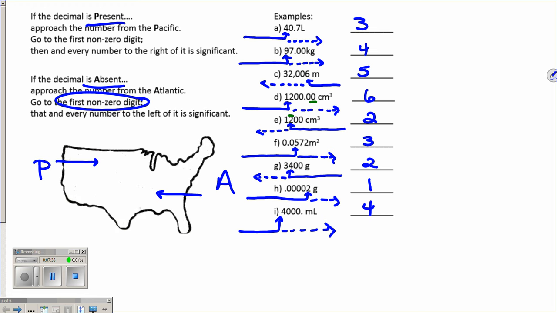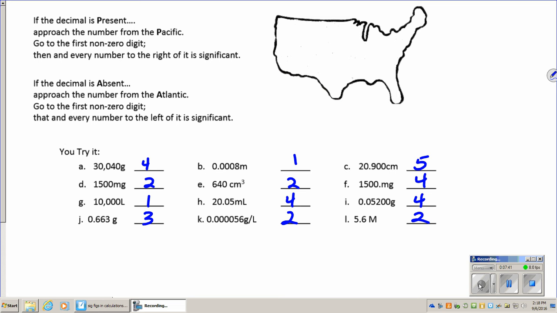So I'd like you to pause the recording and take a minute to do the You Try It on the back of your notes. Okay, so take a minute to check your work. We have used the rules, or the Pacific Atlantic method, for determining the number of significant digits that are in a number.